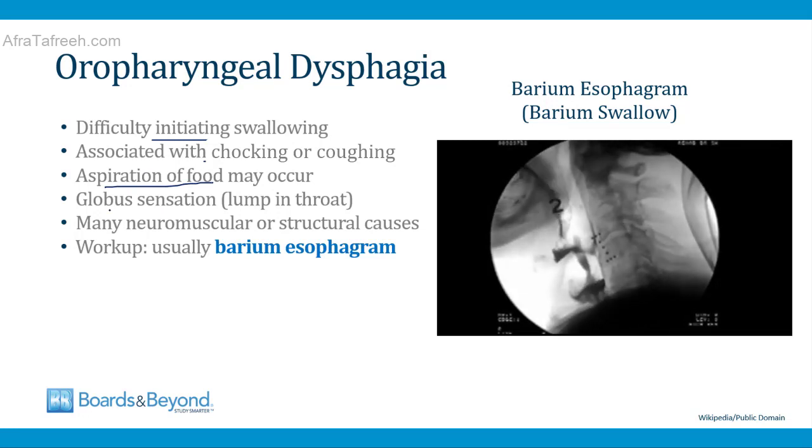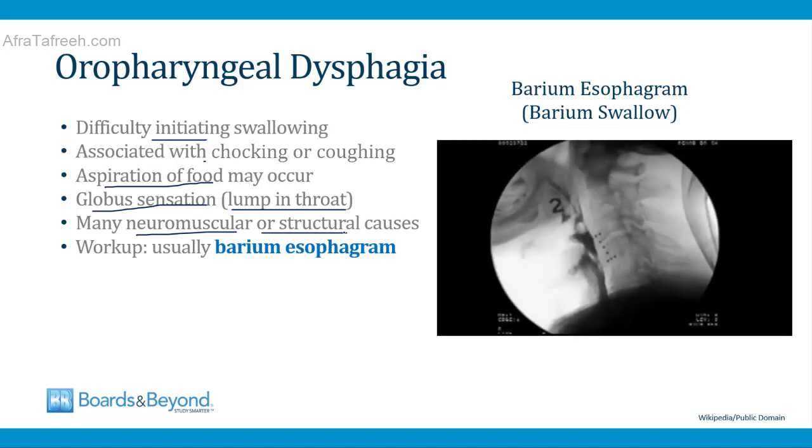Patients also often report a globus sensation, which means a feeling of a lump in the throat. And there is a long list of neuromuscular and structural causes of oropharyngeal dysphagia. These are all related to the nerves and muscles of the oropharynx, which have to work together to push a bolus of food into the esophagus.